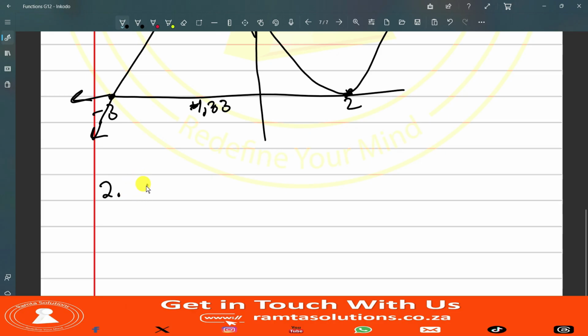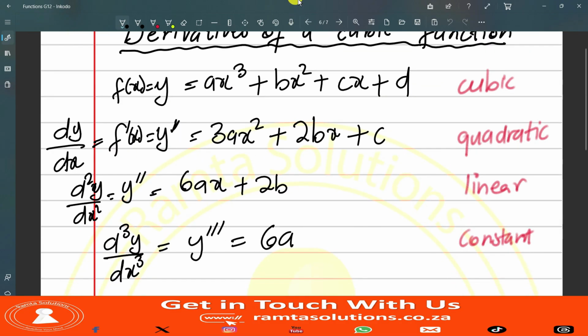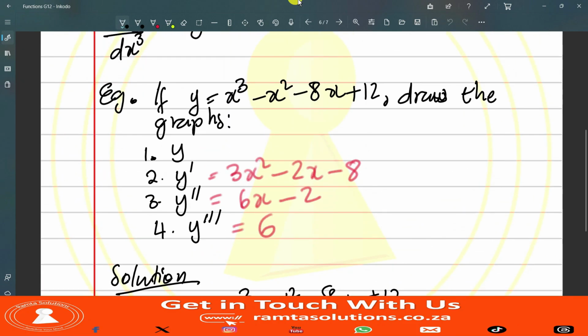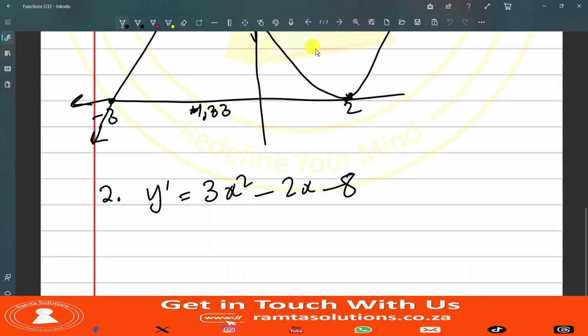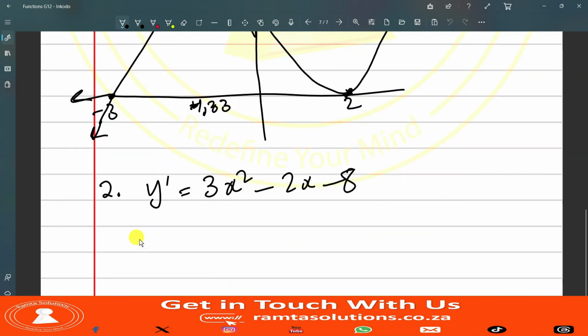Your quadratic, we said y prime was equal to 3x squared minus 2x minus 8. Let's remind ourselves. Yes, 3x squared minus 2x minus 8. So what are we seeing? First things first, what is the y-intercept? The y-intercept is the constant, which is 0 and negative 8. Okay, cool. What about the x-intercepts?